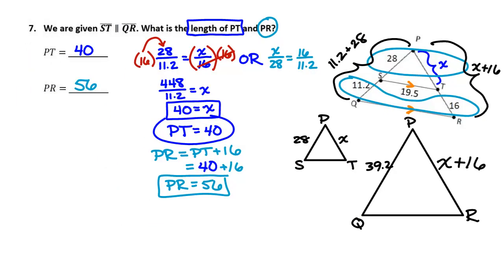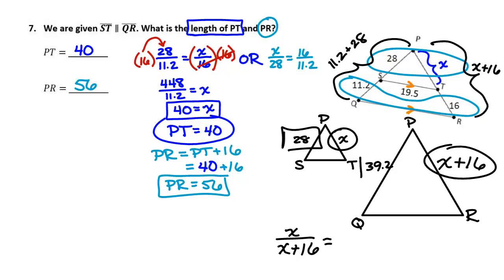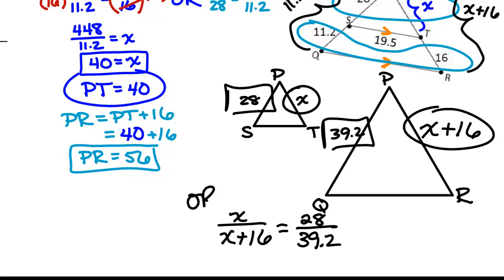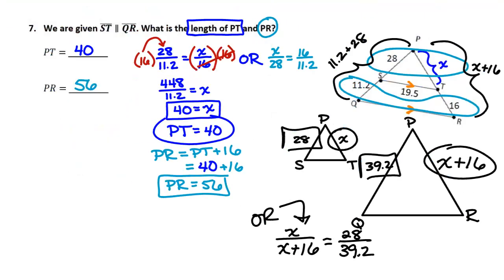So then I would match my corresponding parts. X and x plus 16 would be corresponding. So I could make a fraction that was x over x plus 16. And then 28 and 39.2 would be corresponding. So this would be another way of setting that up. So at least 3 different ways that you can set this up.